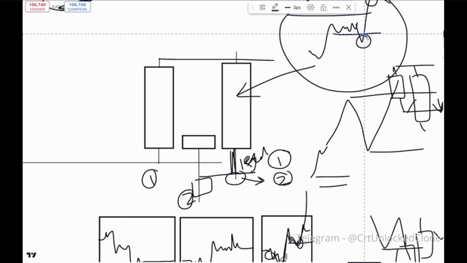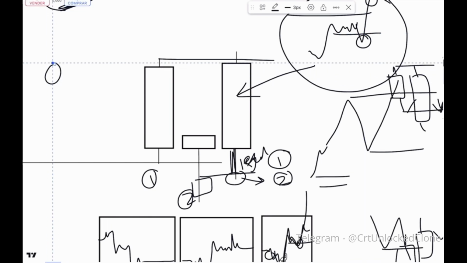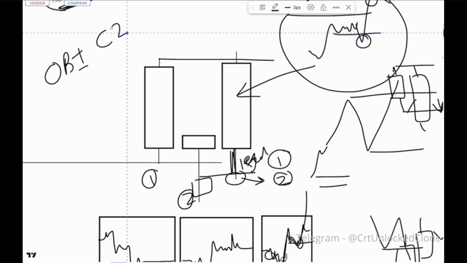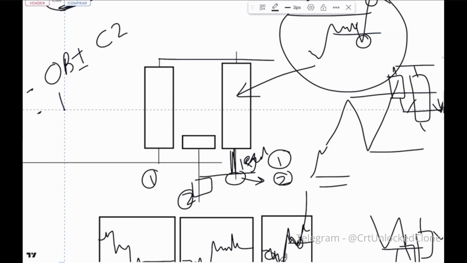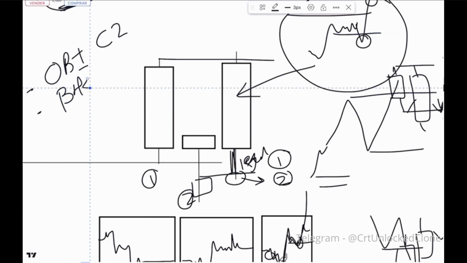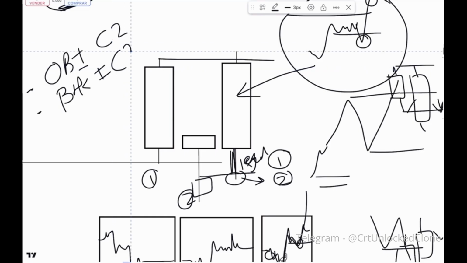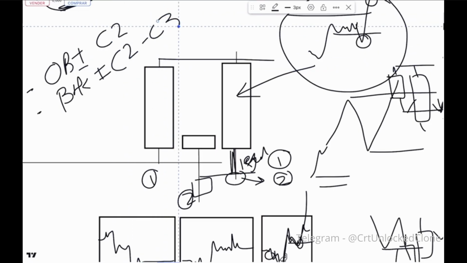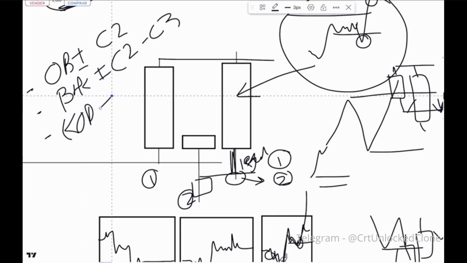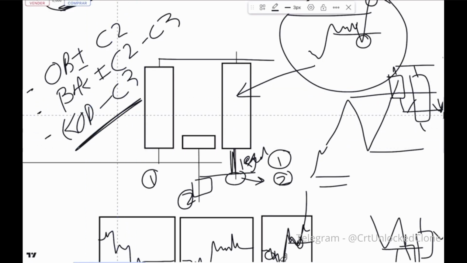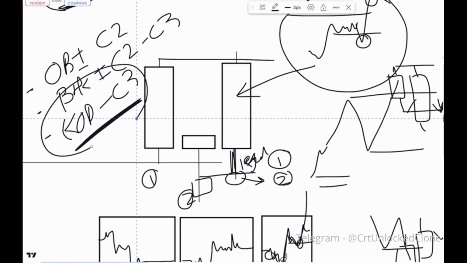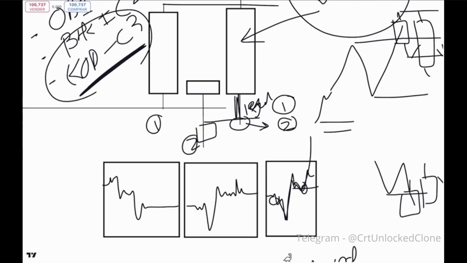So those are the three entries you have. You have model number 1 in candle number 2. And you have a breaker/OTE in candle number 2 or 3, usually 3. And you have the Kiss of Death turtle soup in candle number 3. This is my favorite, right? And I'm looking forward to seeing many of you using this one. All right?